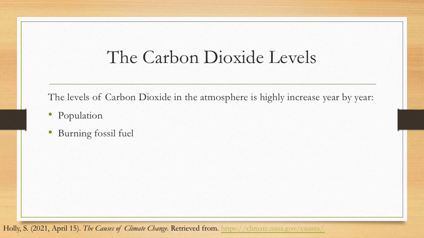The level of carbon dioxide in the atmosphere is highly increased year by year. One of the factors is the population, as there are more people, which means there is more respiration, and we have just talked about the effect of it in the last slide. Last but not least, burning fossil fuel will cause the formation of a large amount of carbon dioxide and cause acid rain as well.